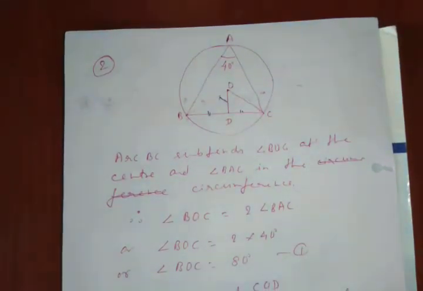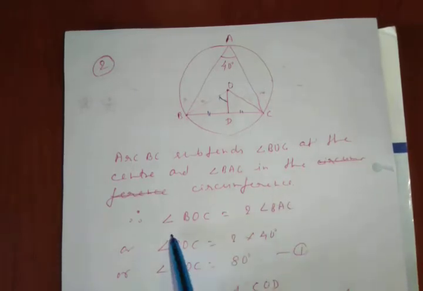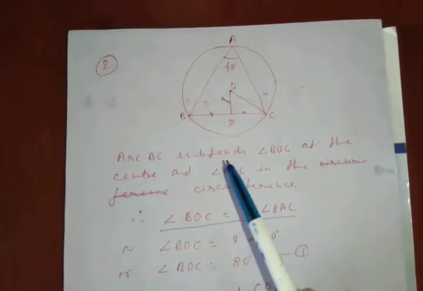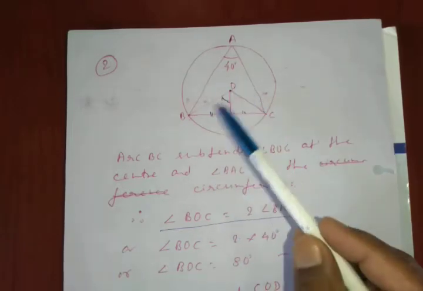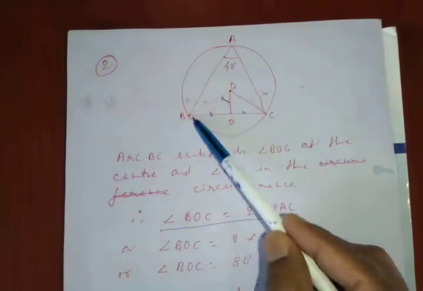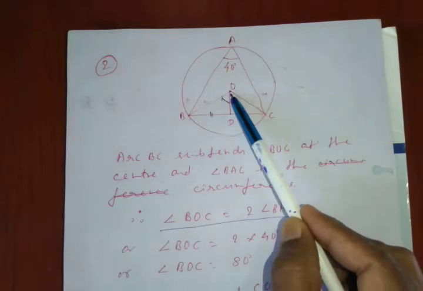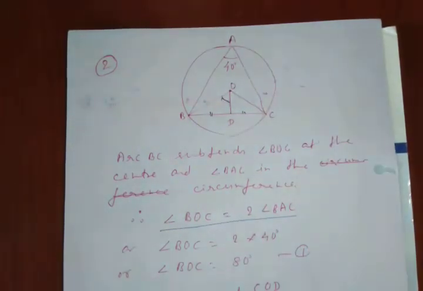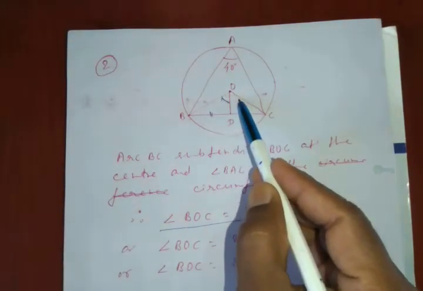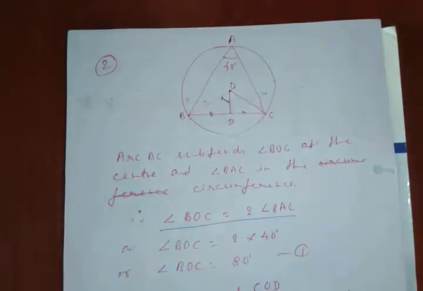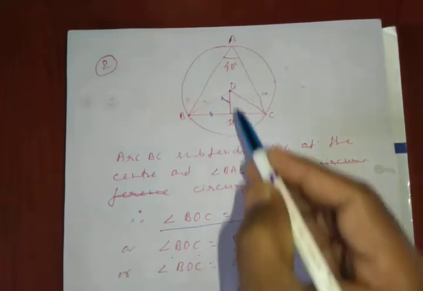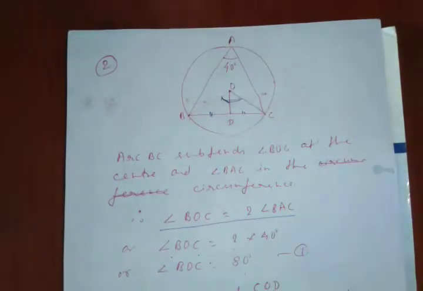So to find this angle, again we will start with the property that angle BOC equals twice angle BAC. Again the property is that the angle subtended by an arc at the center is double the angle subtended by it in the other part of the circle. So this is equal to twice of this. Then angle BOC equals 2 into 40, that is 80 degrees here. So this whole angle will be equal to 80 degrees.